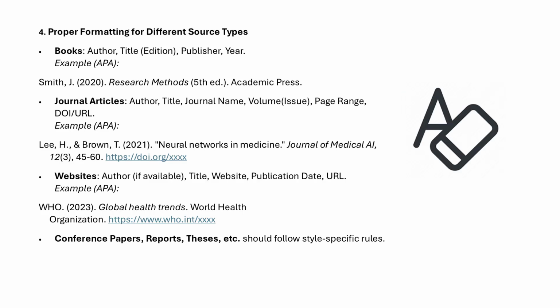Number 4, proper formatting for different source types. It gives here 4 different source types: books, journal articles, websites, and it shows the corresponding example for the APA citation style. Conference paper, report, thesis should follow style-specific rules, and we can go to the literature and look at APA detailed citation format.